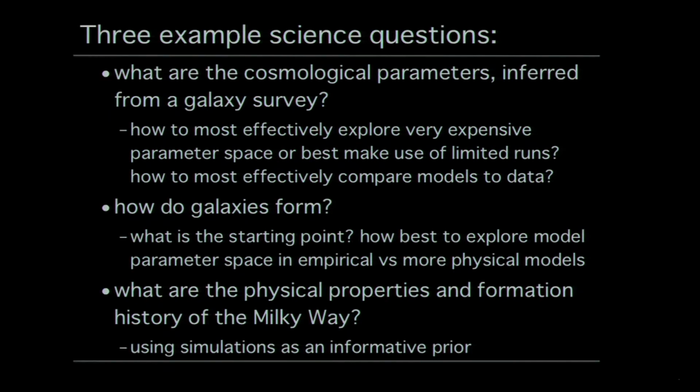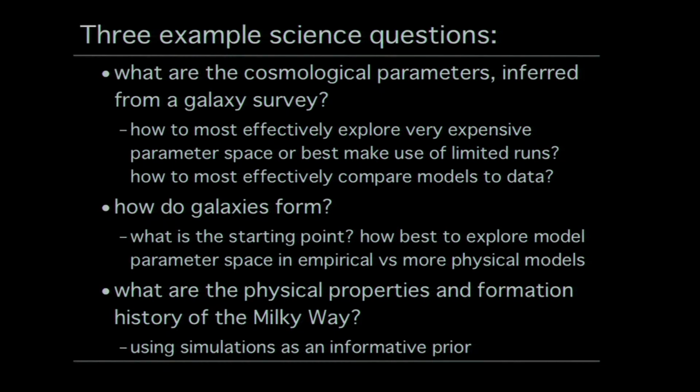So I'm going to talk about 3 example science questions, and obviously in 20 minutes I'll only have time to touch on a few aspects of these 3 science questions because they're all very rich. So one that many people are interested in is, what are the cosmological parameters of the universe, including what is the nature of dark matter and dark energy and inflation, inferred from a survey of galaxies, like the LSST, or more near term, the Dark Energy Survey, which started this week, many other surveys. So we need to do simulations in order to do this. Those simulations are expensive, and what is the best way to sort of explore that parameter space effectively and make use of the limited runs that we can do, and how do we most effectively compare the models to data?